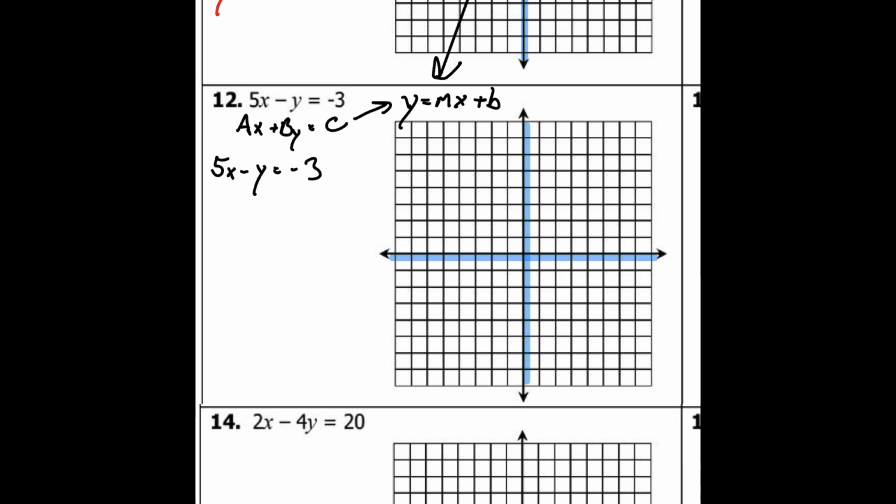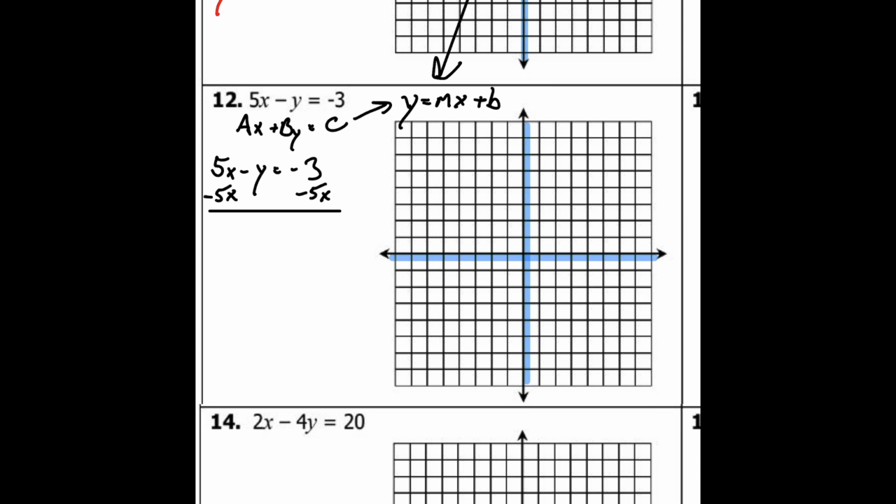Okay, well, I want it to say y equals mx plus b. So that means I just want to have a y on the left side of my equal sign. So the first thing I want to do is take this 5x and move it over to the other side of my equal sign. To do that, I use the opposite operation. Since I have a positive 5x, that means I am going to subtract 5x from both sides of my equal sign.